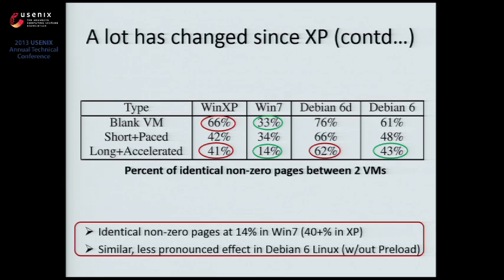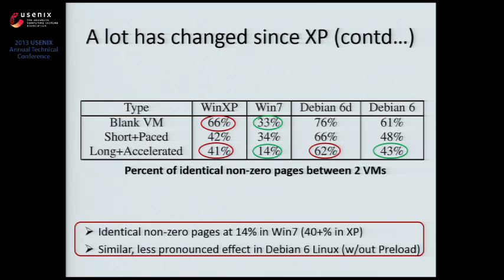Same thing with Debian. We are comparing identical OSes, identical workload. And what you see is, even for a blank VM, there were 66% identical pages in Windows XP. That's come down to 33%. And in fact, as we go further, it's going to get lower and lower. The pages which are identical come down even with a blank boot-up VM, and as you get to long workloads, the number of identical pages goes down to 14%. So we are doing everything the same, yet identical pages go down.